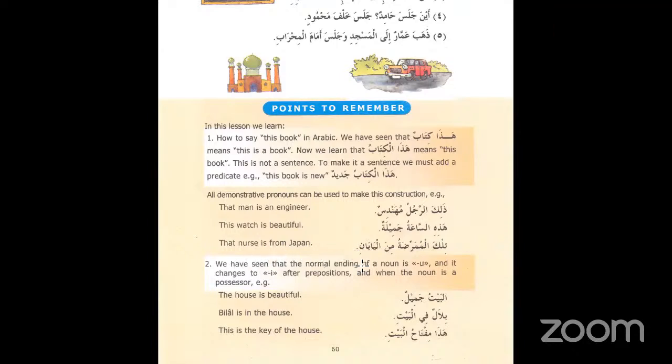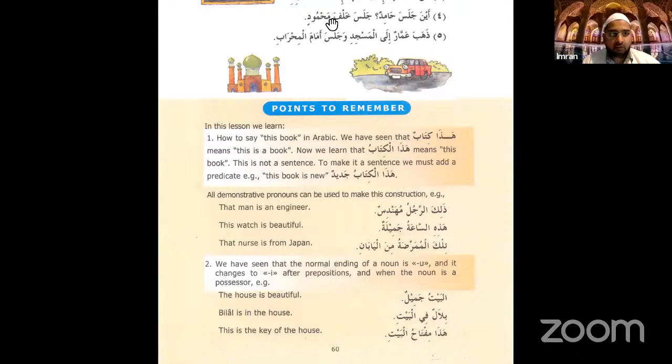All demonstrative pronouns can be used to make this construction. For example, ذَلِكَ الرَّجُلُ مُهَنْدِسٌ. That man is an engineer. هَذِهِ السَّاعَةُ جَمِيلَةٌ. This watch is beautiful. تِلْكَ الْمُمَرَّضَةُ مِنَ الْيَابَانِ. That nurse is from Japan.